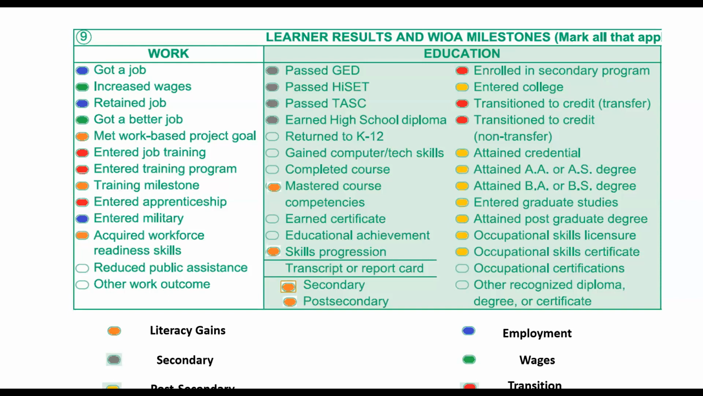But to see the literacy gain, you can see that is your orange markings. So network based program project goal, training milestone, acquire workforce rating skills, master courses, skill progressions, and so forth. Same thing with transition, say for example. So transition is basically enter job training, enter training program, enrolled in secondary, transition to credit, and transition to credit non-transferred. So again, this is available under the PowerPoint in your chat box.